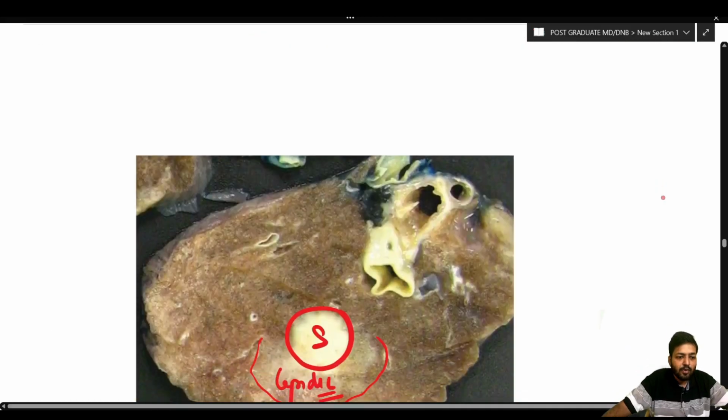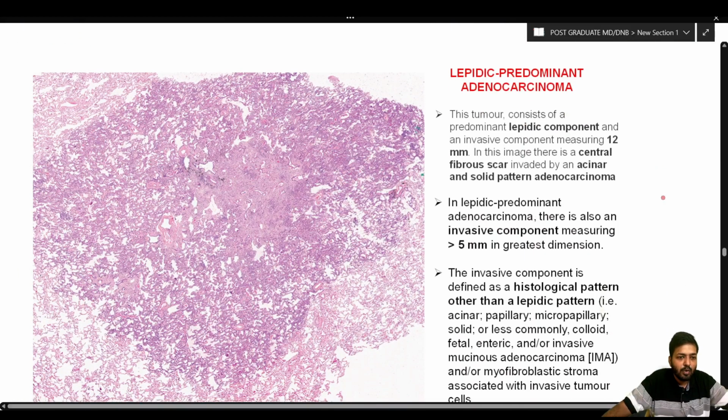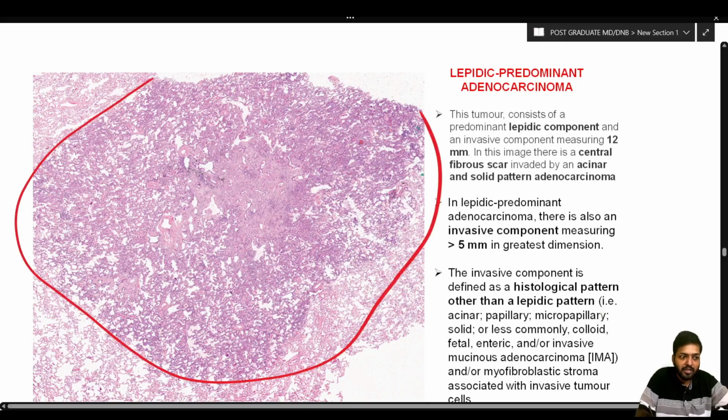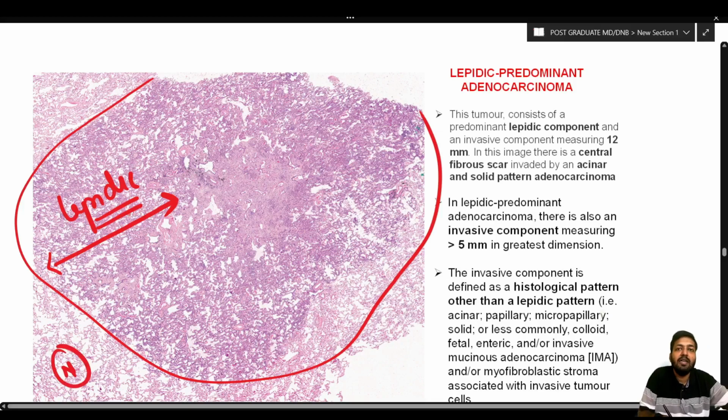Okay. So let us see the different patterns. This is the lipidic predominant adenocarcinoma. What is very important, we can see that this is a very big nodular area. Now on the periphery, if you see, this is the lipidic component. What do you mean by lipidic? Now if you see, this is the normal component, but this is the lipidic component wherein there is a growth of type 2 pneumocytes growing along the alveolar lining.